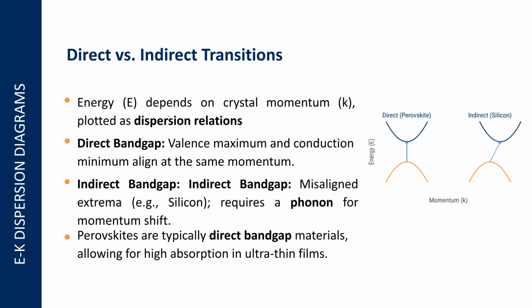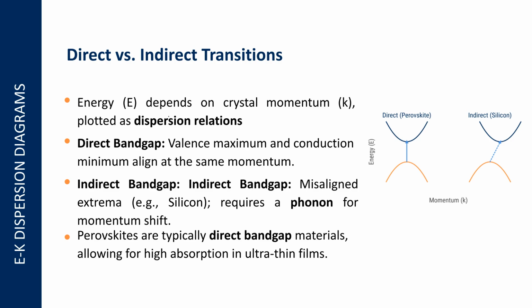In an indirect bandgap material, like traditional silicon, the maximum and minimum are misaligned. A photon carries plenty of energy, but virtually zero momentum. Therefore, for an electron to make the jump, it must simultaneously absorb a photon and interact with a phonon, which is a quantum of lattice vibration, to shift its momentum horizontally. This three-particle interaction of an electron, a photon, and a phonon is statistically unlikely. This is why indirect materials like silicon require films that are hundreds of micrometers thick to absorb enough light.